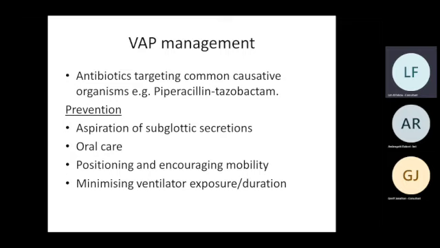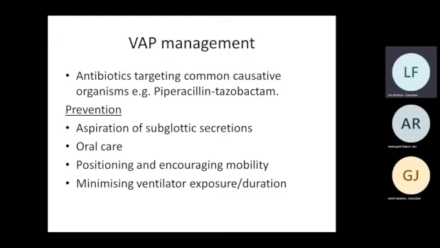And how do we manage it? So the actual treatment for ventilator-associated pneumonia is going to be antibiotics. And the antibiotics need to target your common causative organisms. That's why we use piperacillin-tazobactam, or Tazocin, as first line for VAP management in the hospital, because it has pseudomonal cover, whereas your co-amoxiclav doesn't have anti-pseudomonas activity.